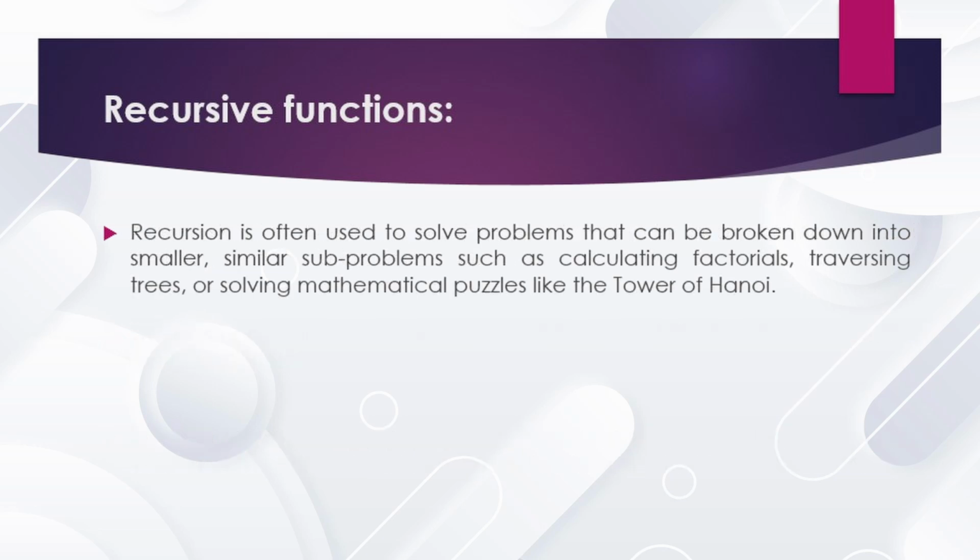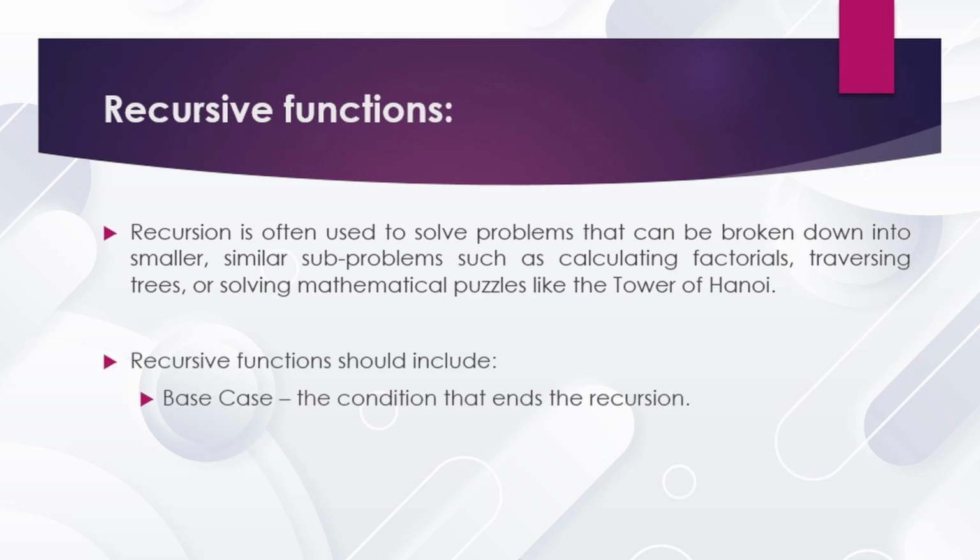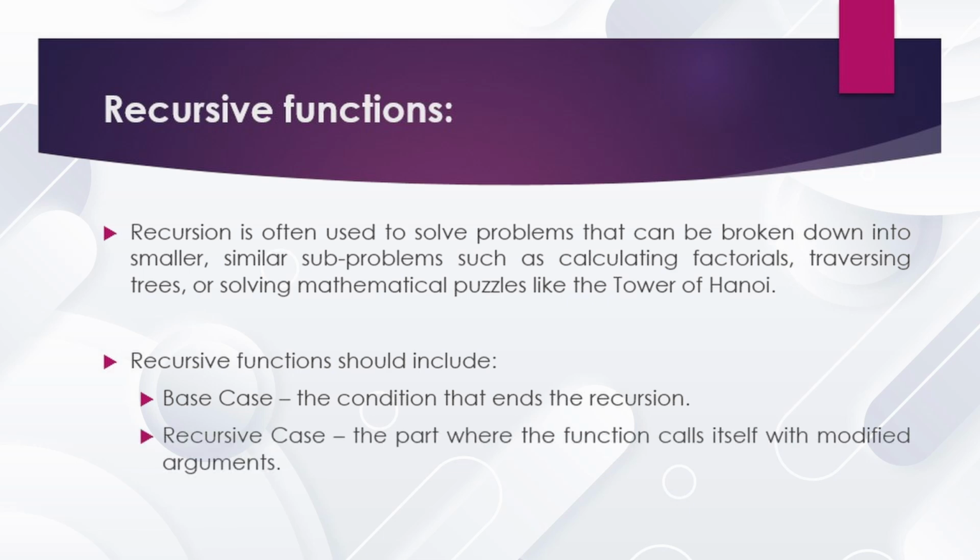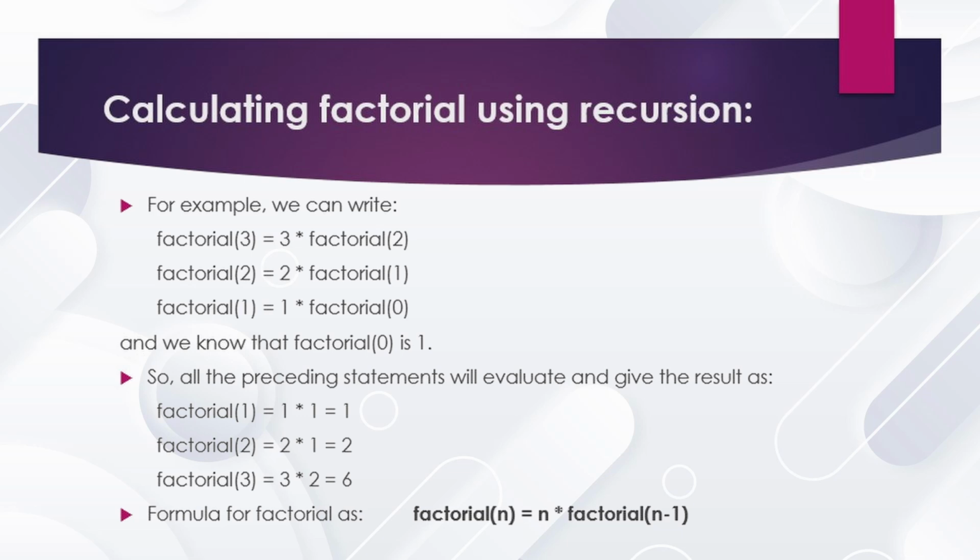Recursion is often used to solve problems that can be broken down into smaller, similar subproblems, such as calculating factorials, traversing trees, or solving mathematical puzzles like the Towers of Hanoi. Recursive functions should include a base case, the condition that ends the recursion, and a recursive case, which is the part where the function calls itself with modified arguments. First, let us see how we can calculate the factorial of a number using recursion.